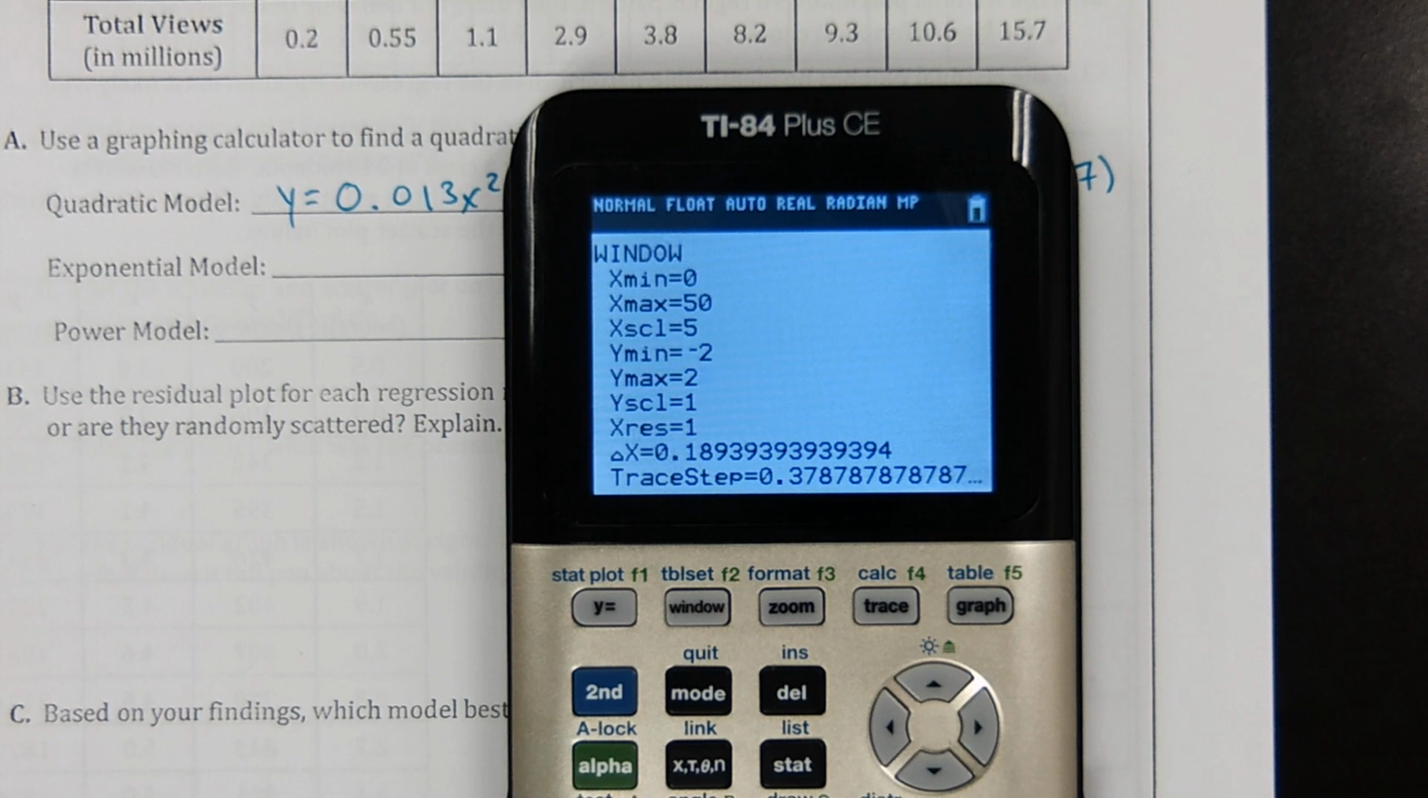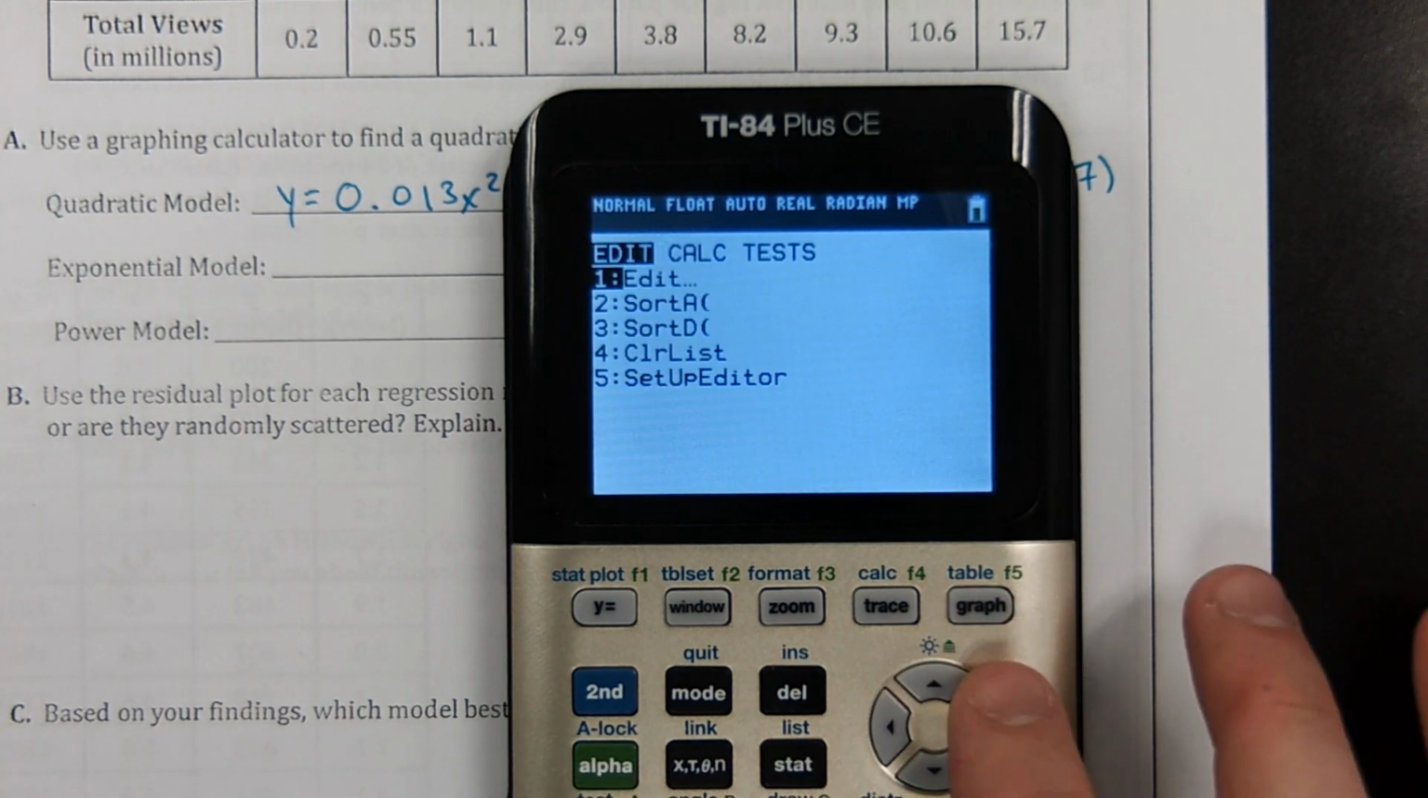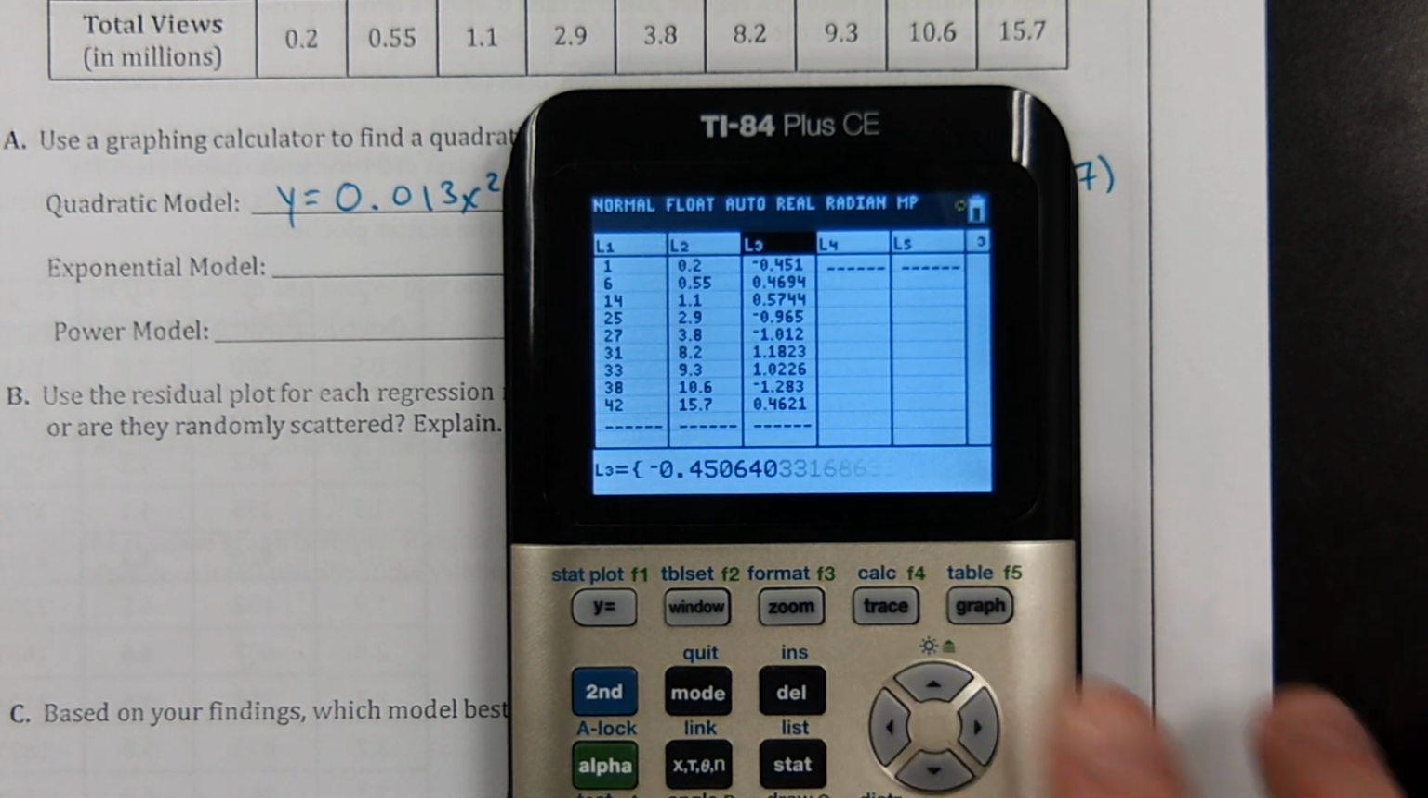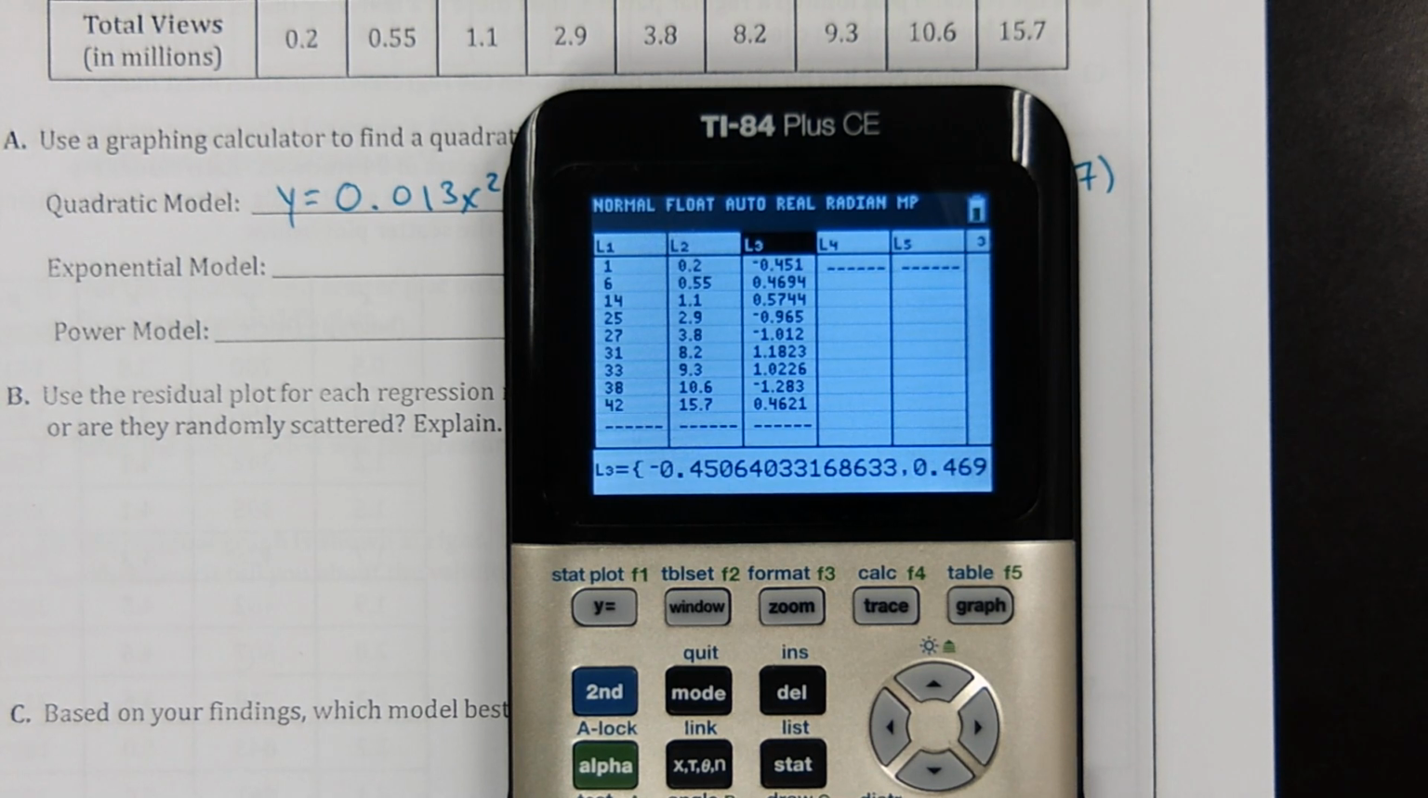How do I get what? How did I get L3? Go to stat, edit. I highlighted L3. I hit enter. Second stat, residual. And hit enter.